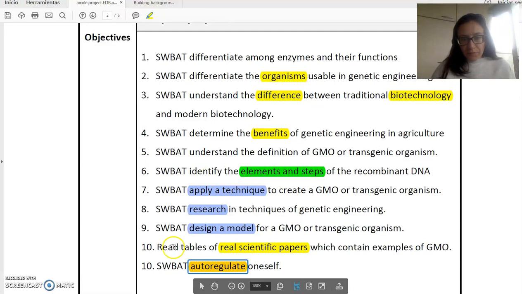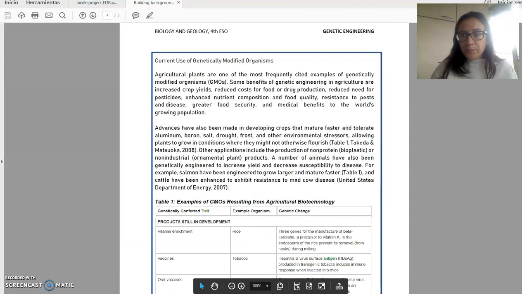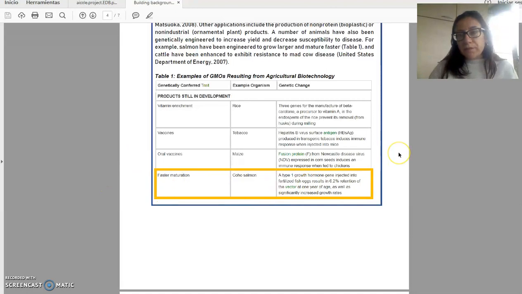And yeah, they will have to read some tables of real scientific papers. This was from activity 3, and it's here, this table here. I will focus just on this one that is squared, highlighted in orange, but if they want more examples, they have them here, and this is meant to inspire them for activity 6.